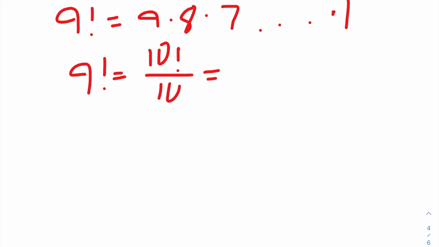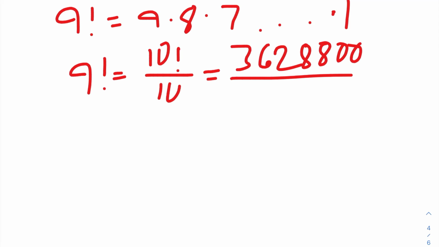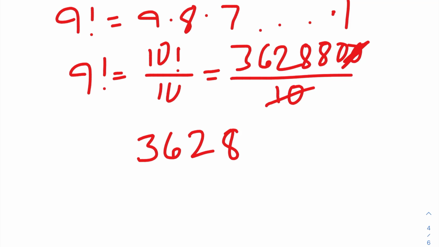which is 3,628,800 over 10, and when we divide by 10, we just get rid of the 0 at the end of the number. So our answer is 362,880.